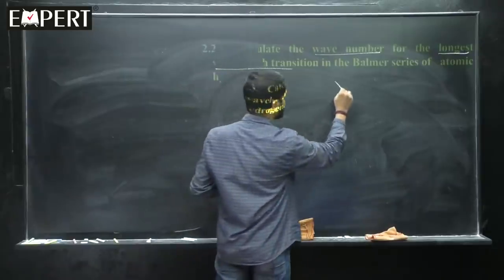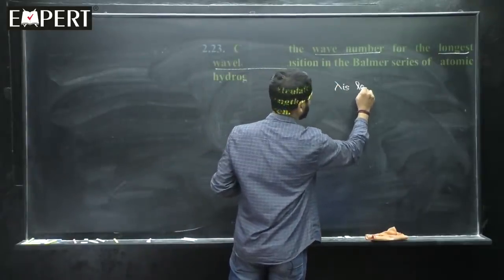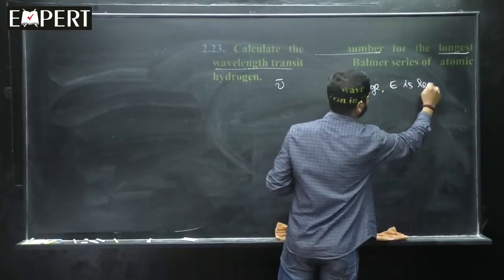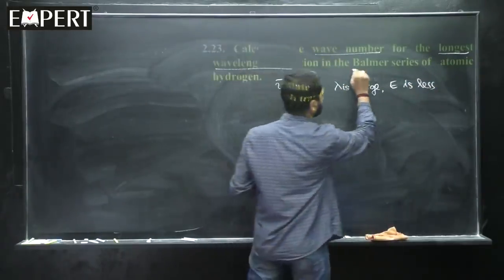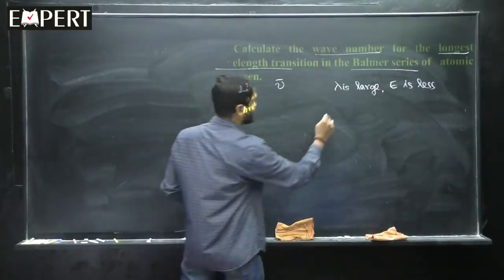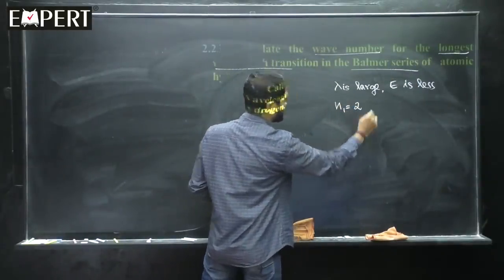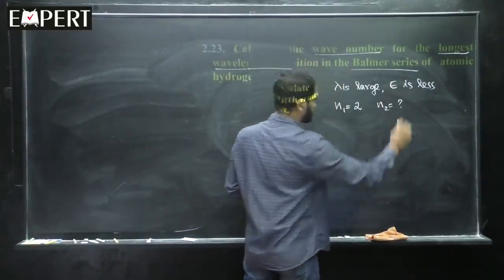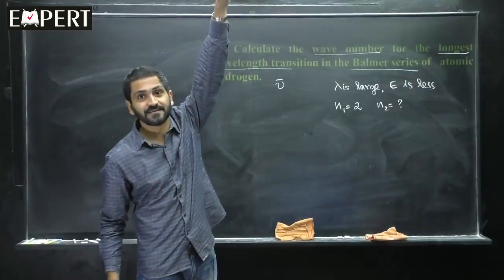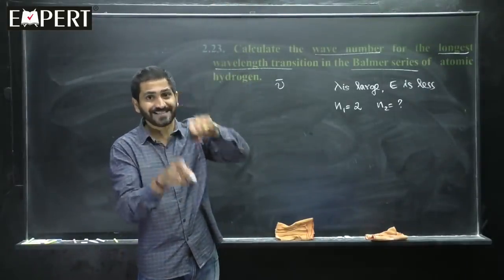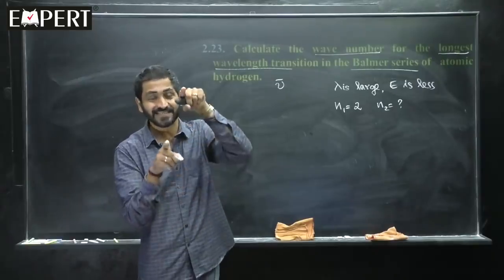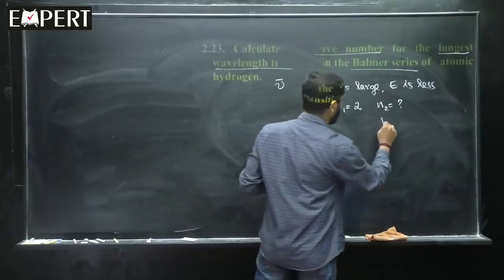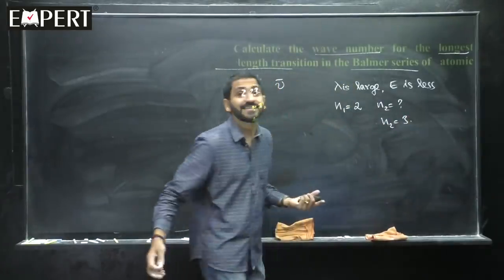If wavelength is large, energy is less. They are inversely proportional. Balmer series. What is Balmer series? The value of N1 for Balmer series is 2. We have to calculate what is N2. Longest wavelength, shortest energy. The first transition of Balmer series, it is the shortest energy and longest wavelength, nearest one. Hence, the value of N2 will be equal to 3.